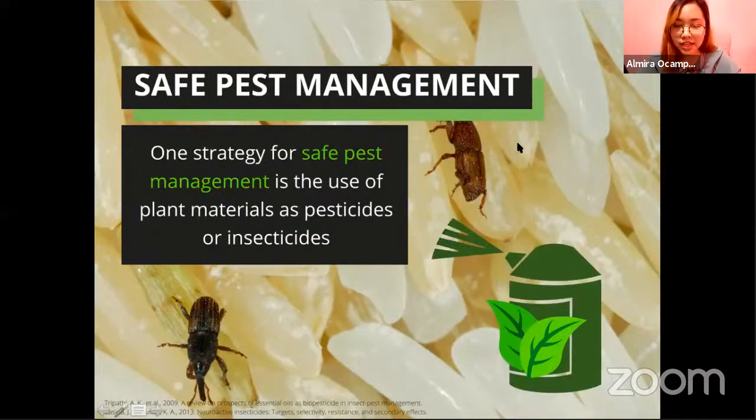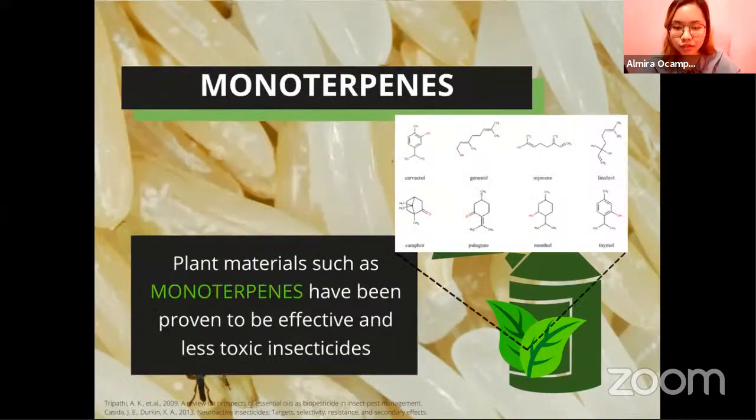One strategy for safe pest management to combat rice weevils is the use of essential oils from plant materials as biopesticide. And they are shown to have activity against certain pests. And now the challenge is what would be the target of these essential oils or these plant materials? Or in short, how to make them effective by starting to understand how they actually function as a pesticide.